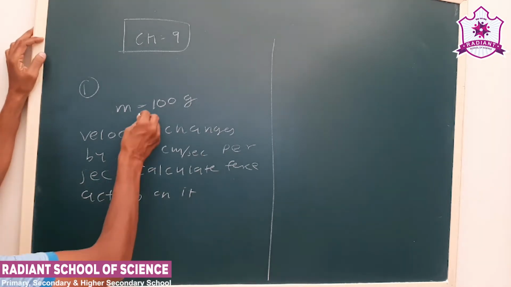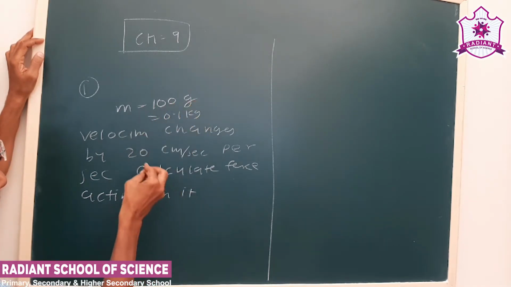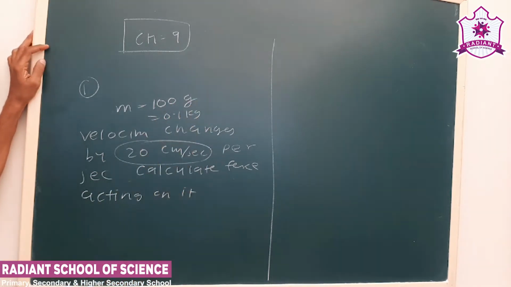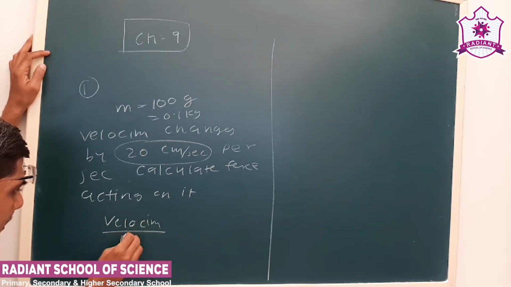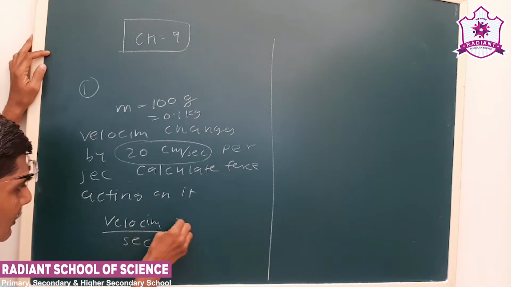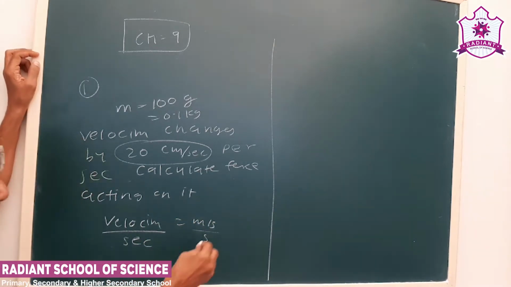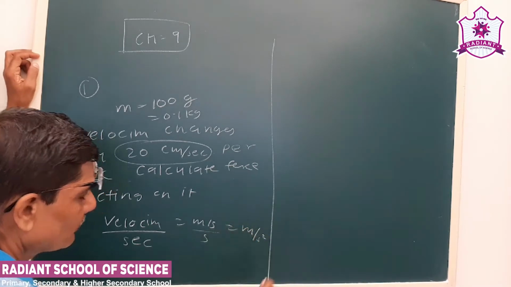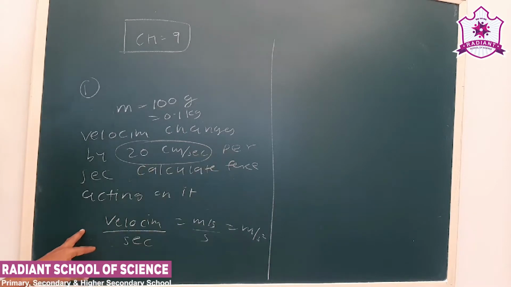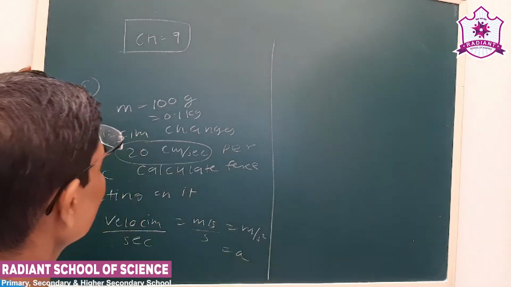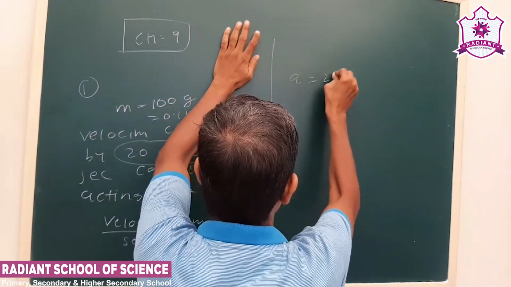Now see, mass is 100 gram, that is 0.1 kg. Now here is a little bit interesting. Velocity per second. What is the unit of velocity? Meter per second, per second. So we have to remember that change in velocity per second is nothing but our acceleration. Now here it is 20 centimeter per second, so the acceleration is 20.